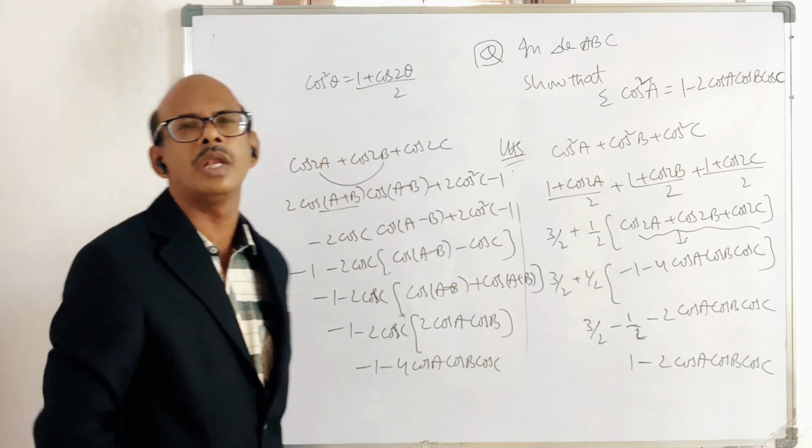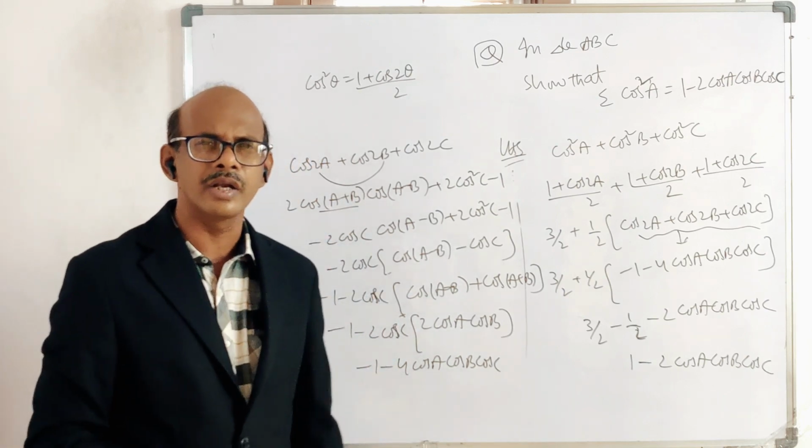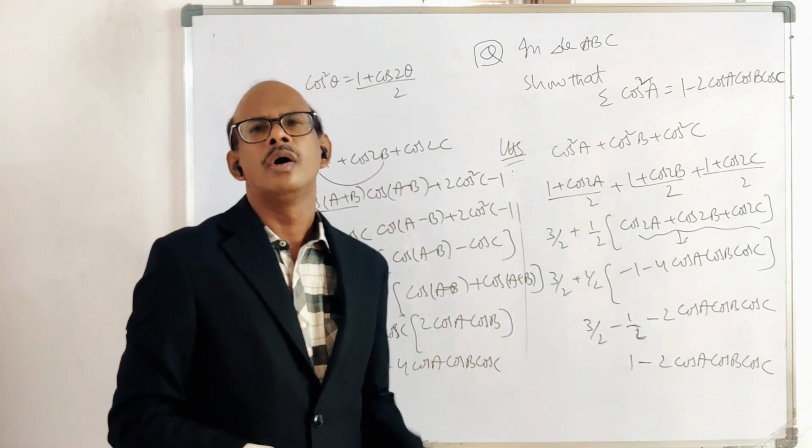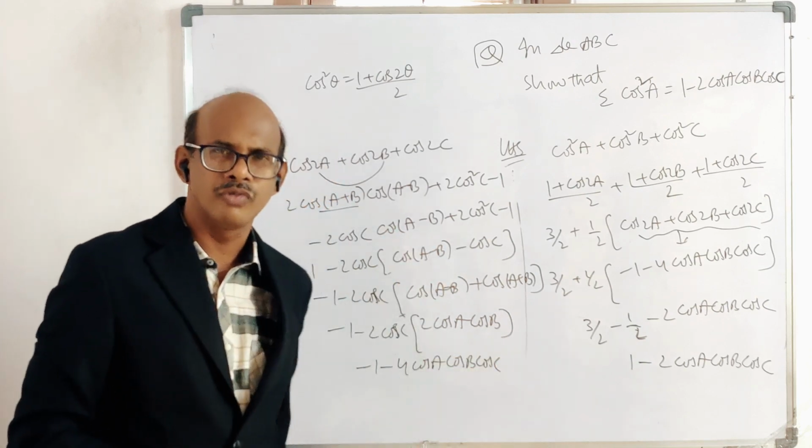Okay. Like this, many more conditional identities in a triangle. A few problems I'm going to discuss in a future video.